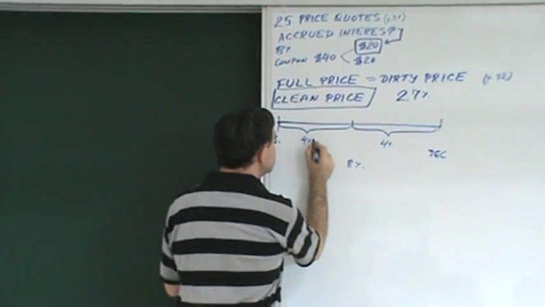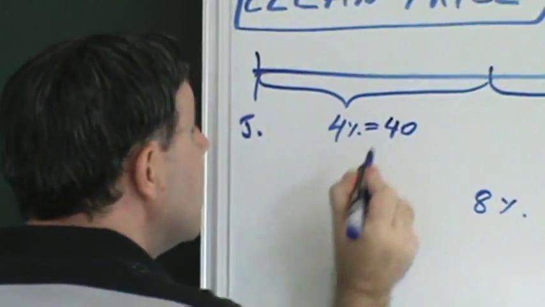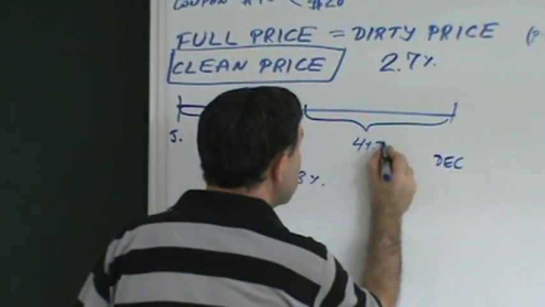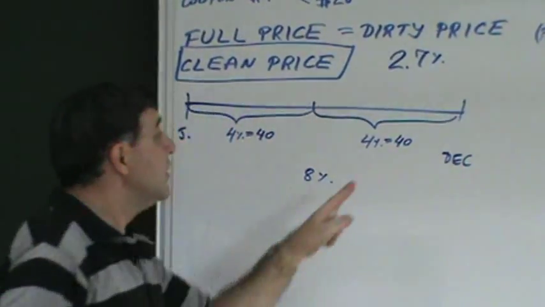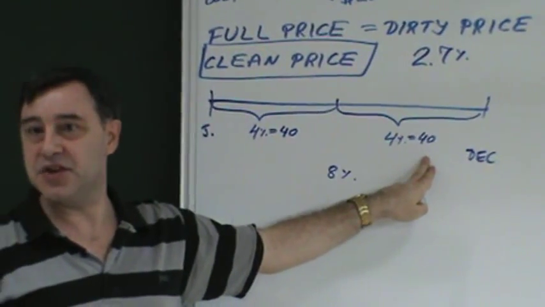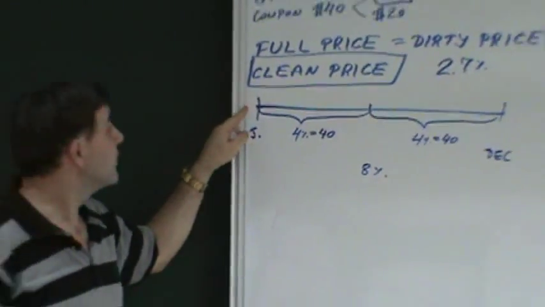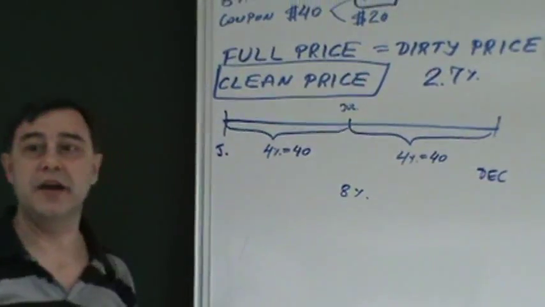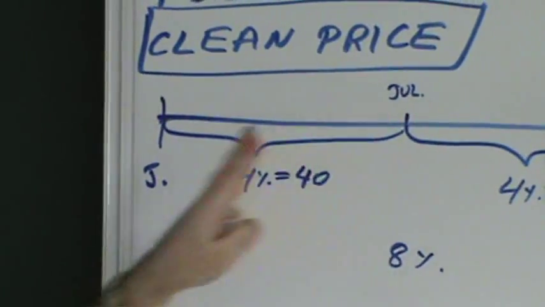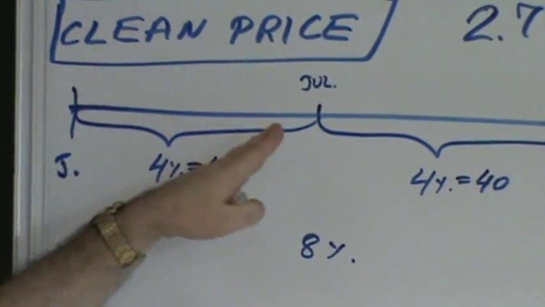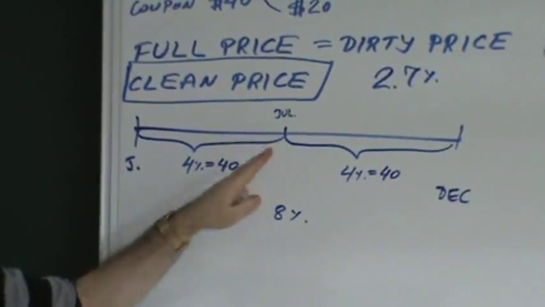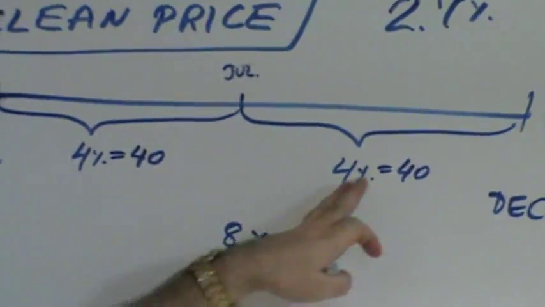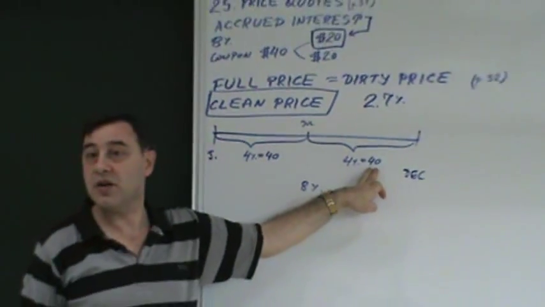So the first coupon is $40 for the first half of the year and $40 for the second half of this year. This is January. Here I'm going to write on top July. So January 1 is the coupon payment, July 1 is the coupon payment. So for July till December you have a total coupon of $40.